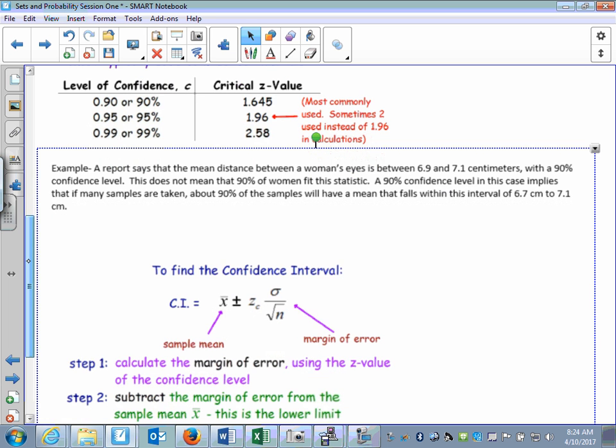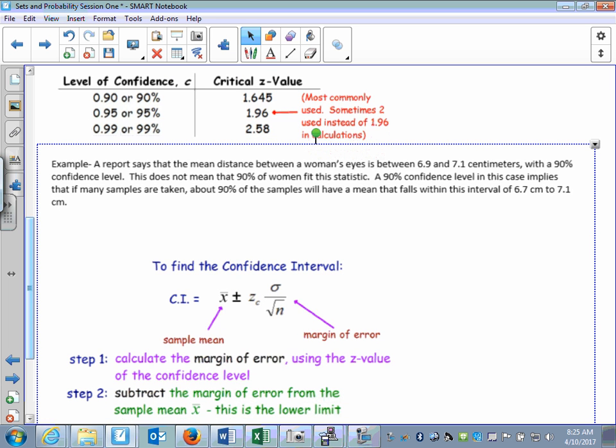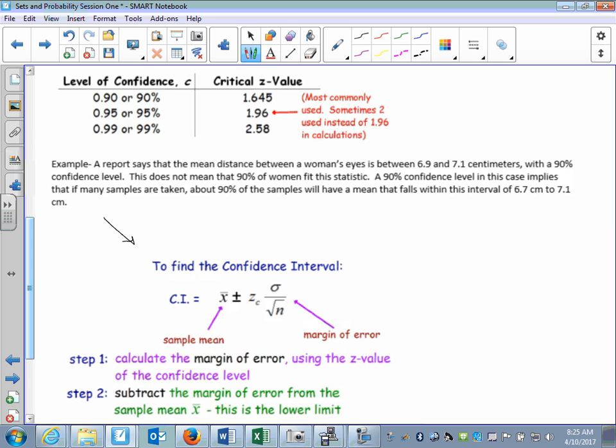Now, what we do is we make a confidence interval, and notice here, I'm just going to make my own little arrow. Notice here that we start by using the population statistic, and then we say it's going to be plus or minus the z-value of the level with which we want to be confident, either 1.645, 1.96, or 2.58, and then we multiply that by the standard deviation and divide by the square root of how many we surveyed.